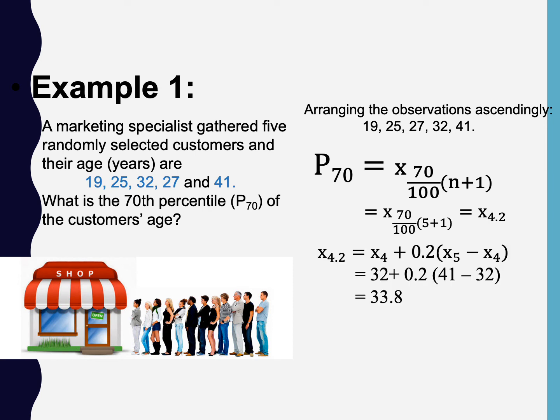So meaning you isolate the whole number, which is 4 or the fourth position, that is equivalent to 32, plus the decimal part, which is 0.2. Take note, it's not 0.5. So the decimal part of P70 is 0.2 times the difference between the fifth and the fourth position. Now, if you ask why it is the fifth and the fourth position, it is because 4.2 is between the fourth and the fifth data. So solving for the 70th percentile, we will get 33.8.